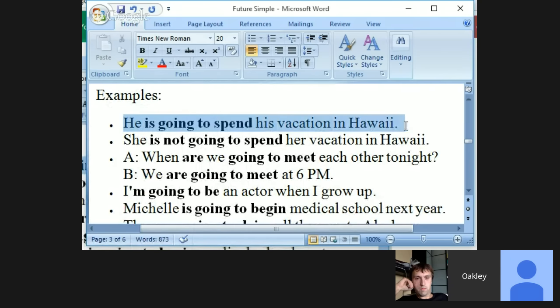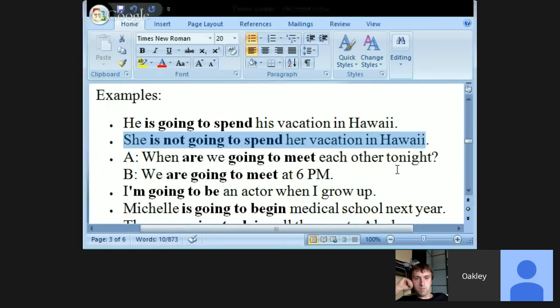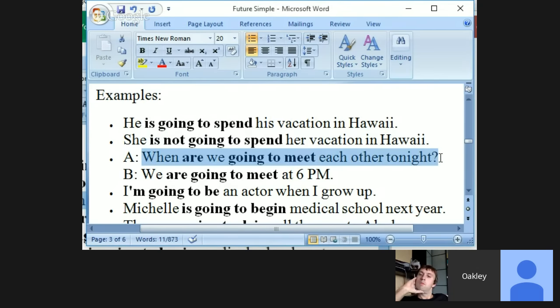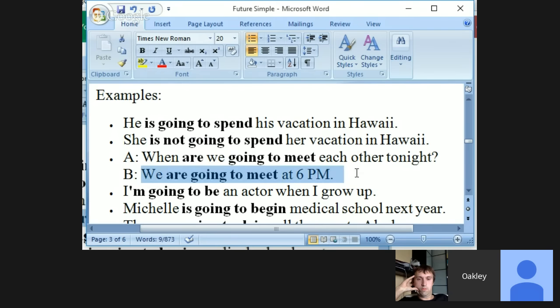He is going to spend his vacation in Hawaii. All right, she is not going to spend her vacation in Hawaii. That is not her plan. In the question form, when are we going to meet each other tonight? It's very common to use this form in questions to ask, basically you're asking, what is the plan? Okay, and so the response, the plan is, we are going to meet at 6 p.m.